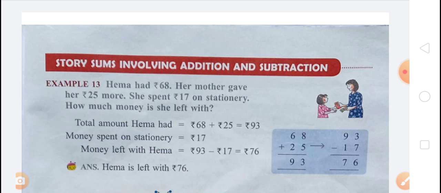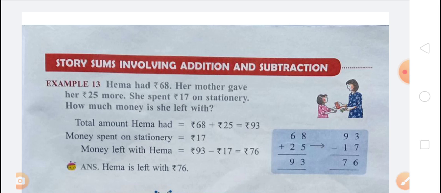Firstly, we have to find the total amount Hema had. She already had 68, and her mother gave her rupees 25. So the total amount Hema had is rupees 68 plus rupees 25, that is rupees 93. On adding 68 and 25: 8 plus 5 is 13, 1 carry, 6 plus 2 plus 1 is 9, that is 93.